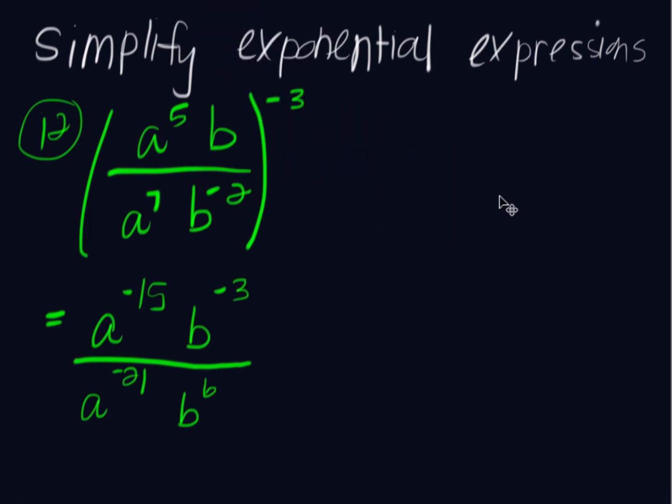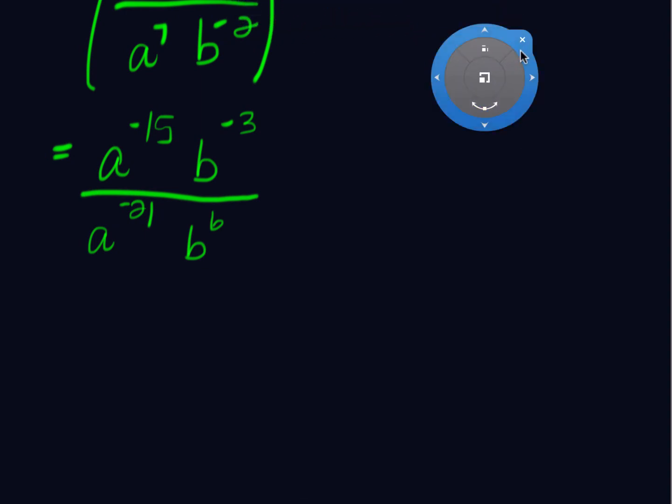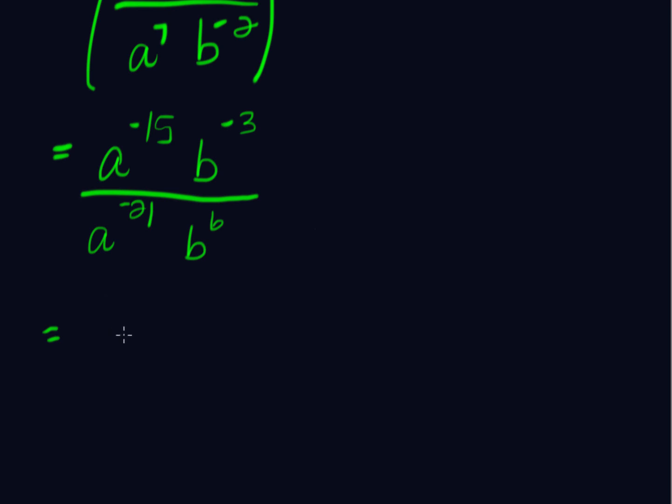So I move to step 2 and say that I want to get rid of my negative exponents. So let's start with the numerator. We're thinking reciprocal, and if I have a to the negative 15, I can move it to the denominator and it becomes positive. If I have b to the negative 3, I can move it to the denominator and it becomes positive.